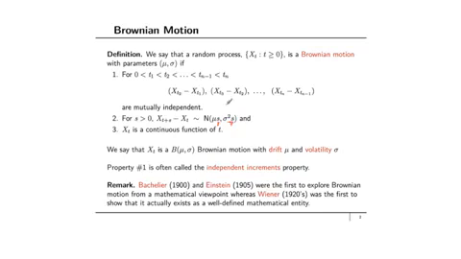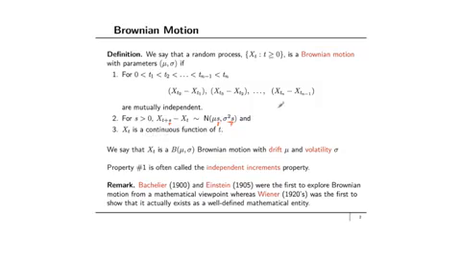So notice mu and sigma are the parameters of the Brownian motion, and this is an increment of length s, it's Xt+s minus Xt. That increment must have mean mu s, variance sigma squared s, and be normally distributed. And the third condition that must be satisfied is that Xt is a continuous function of t.